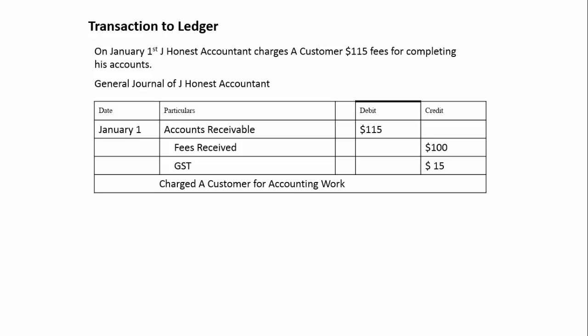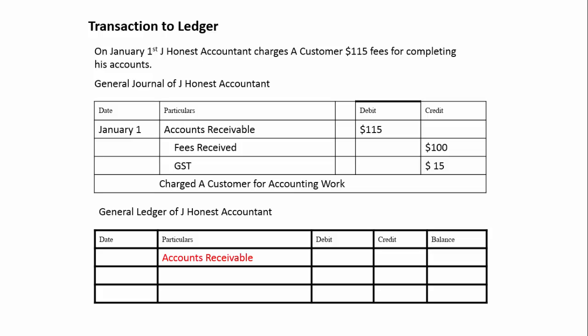Here's a description: charged a customer for accounting work. Now that description is nice, simple and sufficient to explain the transaction, but it also tells us who the accounts receivable is and how much a customer owes us. When we transfer to the ledgers, we'll look at the accounts receivable first. Here's a 3-column ledger, and I put the accounts receivable in red just for the purpose of this presentation to show you that that's an account name.